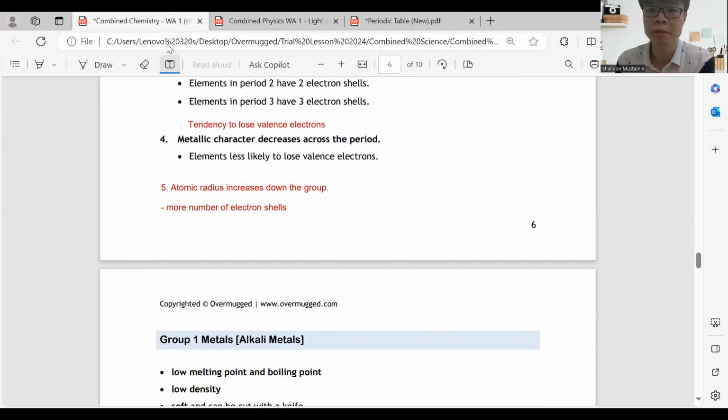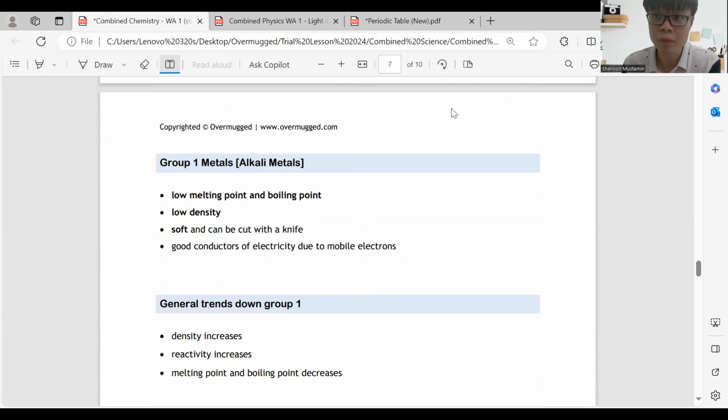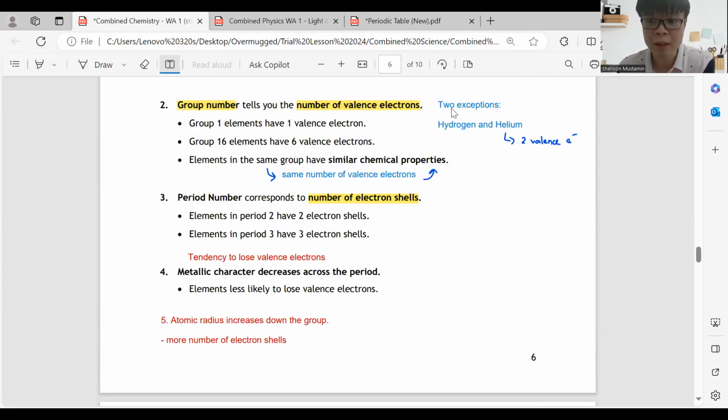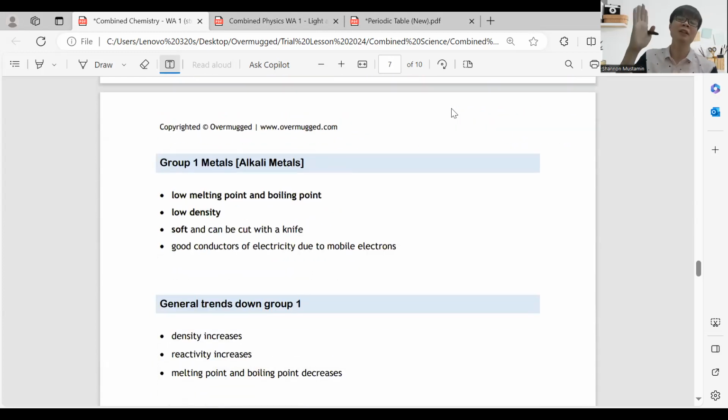Okay. Questions, online people? So far quite okay, right? Alright, then I'll just wrap this up with whatever I got covered. Group 1 metals, alkali metals, they are a bit special. Unlike your other metals, they are soft, can be cut with a knife. Low melting point, boiling point, low density. Right, these three are special, different from other metals. They can conduct electricity due to mobile electrons, not mobile ions. Be careful of the keyword that you use to explain electrical conductivity.